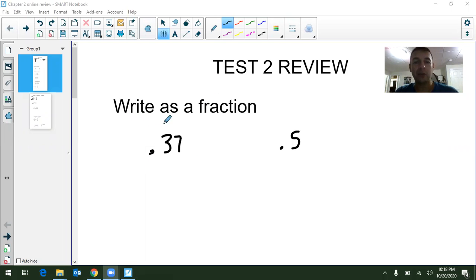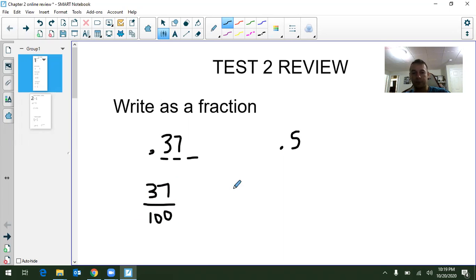The first thing we have is write these decimals as a fraction. So I don't know if you recall, but from the decimal, if we go right of the decimal, the first spot is the tenths place, and the second spot's the hundredths, and if we had a third spot, it'd be the thousandths. So if there's only two numbers, we're going to put that 0.37, get rid of that decimal, and put 37 over 100 because it's two spots over, the tenths and hundredths. And that's all you're doing for that first one.